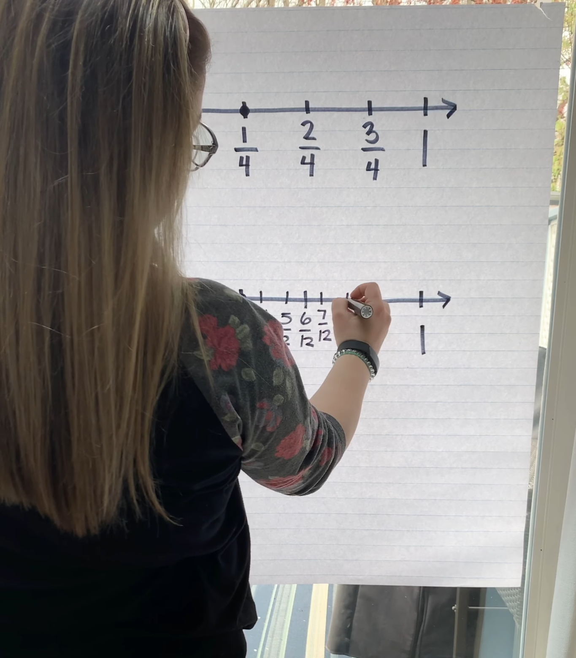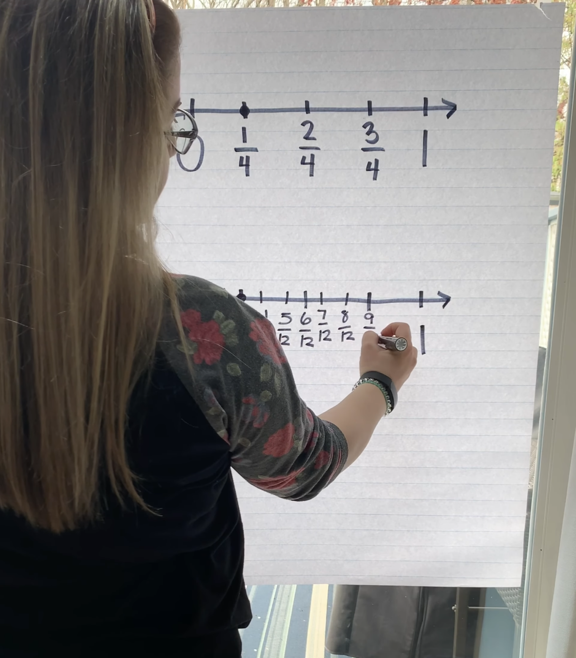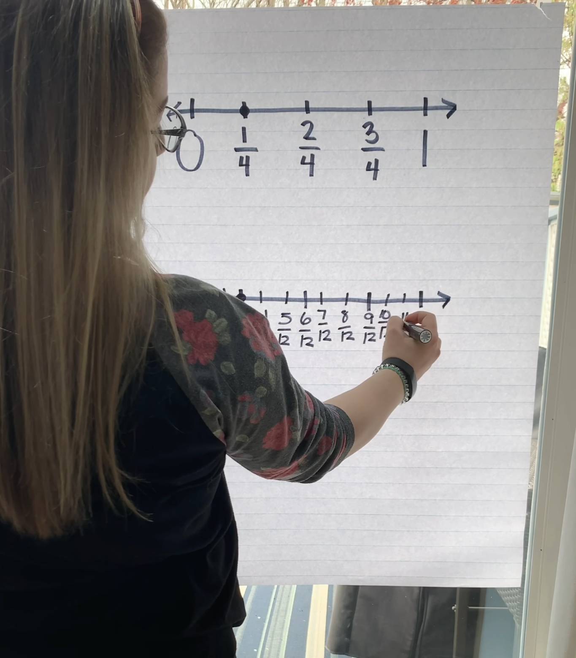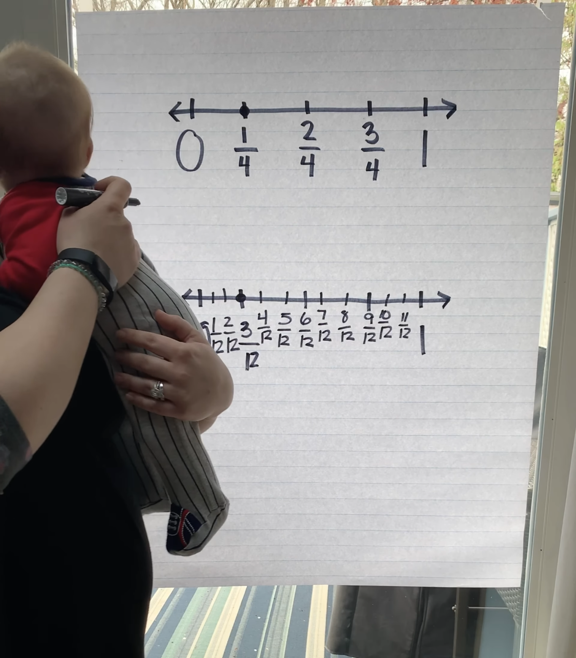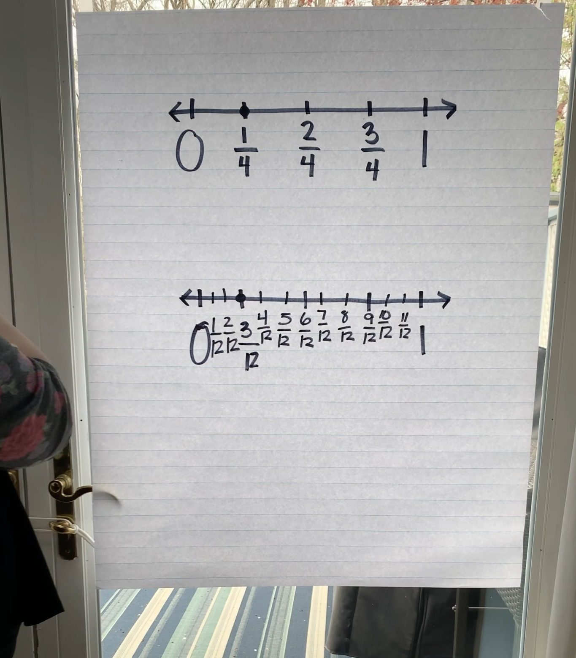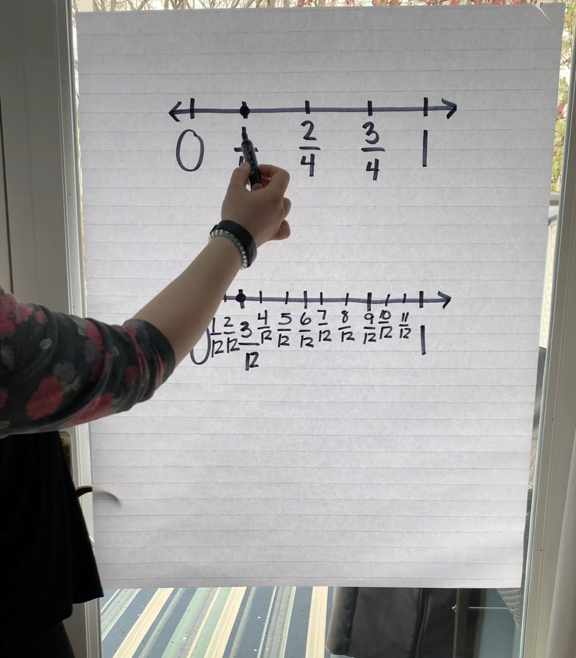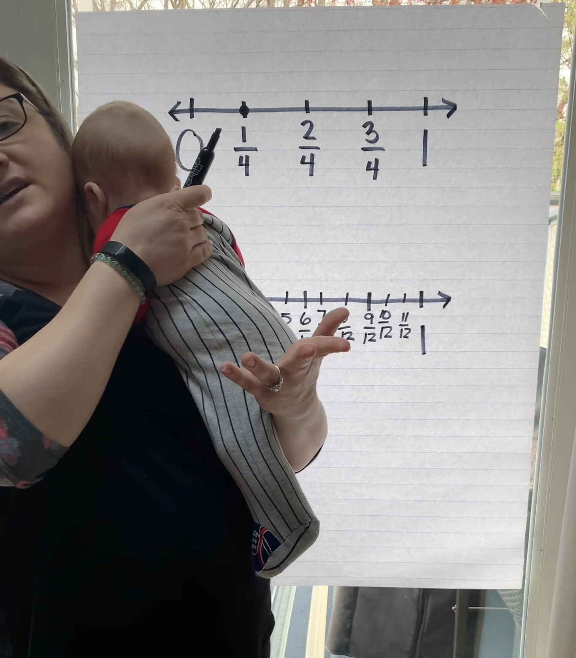7/12, 8/12, 9/12, 10/12, 11/12, and 1. So hopefully your number lines had a little more space than mine did. But notice how I'm showing that 1/4 and 3/12 are equivalent and they land on exactly the same part or point of our number lines.